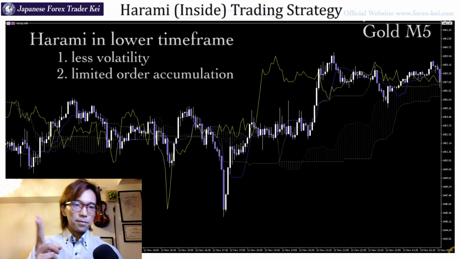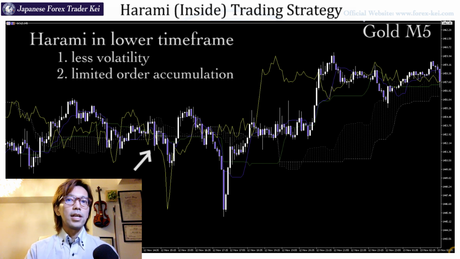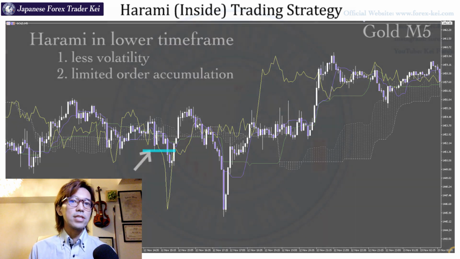And second of all, the orders are not really accumulated based on the lower time frame charts. If you look at this Harami right here in this 5-minute chart, for example, until it breaks the lower part of the candle, it took only about 6 candles. In other words, it took only 30 minutes to break the range downwards, which is not really enough time to have orders accumulated on this level.